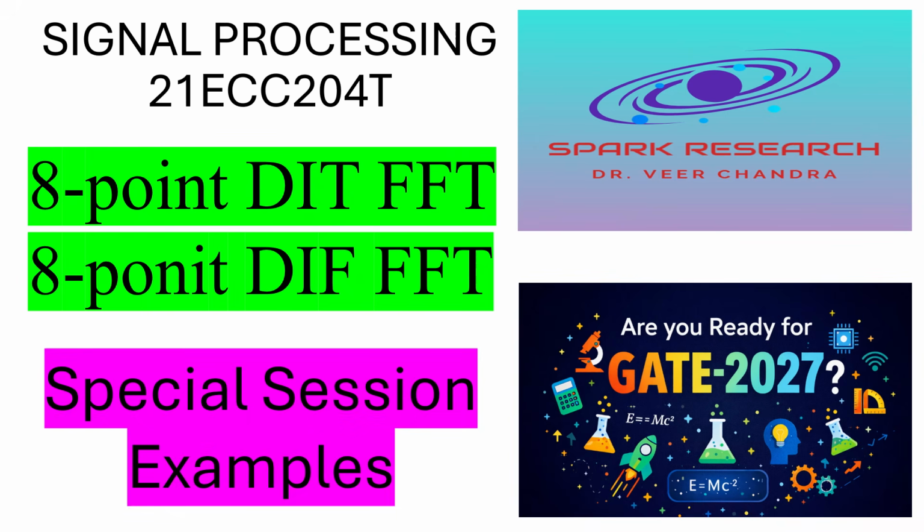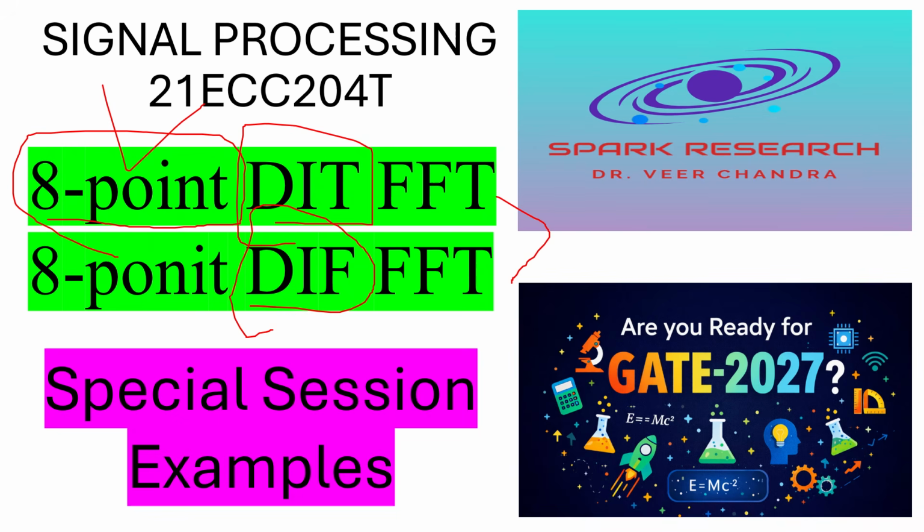This is another very special session on signal processing. In this session, we are going to talk about very special topics: the 8-point DIT, decimation in time FFT, and the 8-point DIF, decimation in frequency FFT. Both belong to the FFT, the fast Fourier transform. We will take examples related to decimation in time and decimation in frequency. This is a very special session because this is very important.